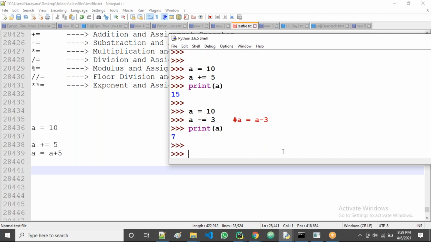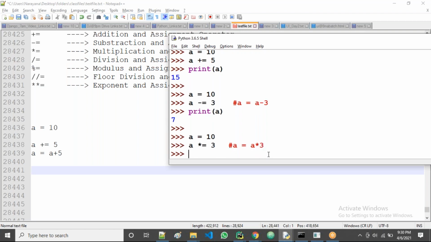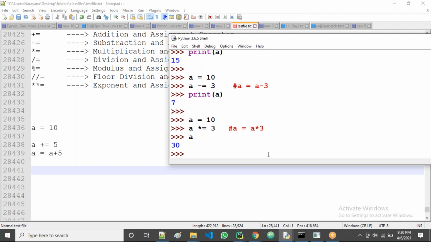Next one, let's take the third one. Again I take a = 10. Now I'll take a *= 3. Now how does it execute internally? a = a * 3. What is the value of a already? 10. 10 into 3 is 30. 30 is assigned to the variable. So what is the value of a now? The value of a is 30.